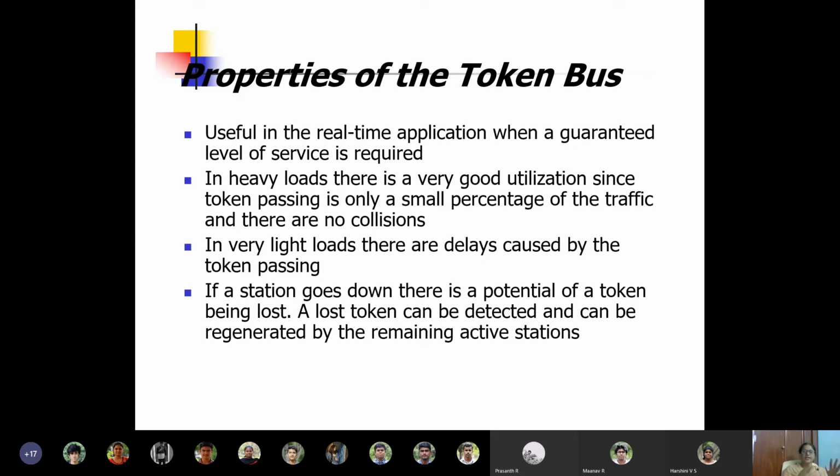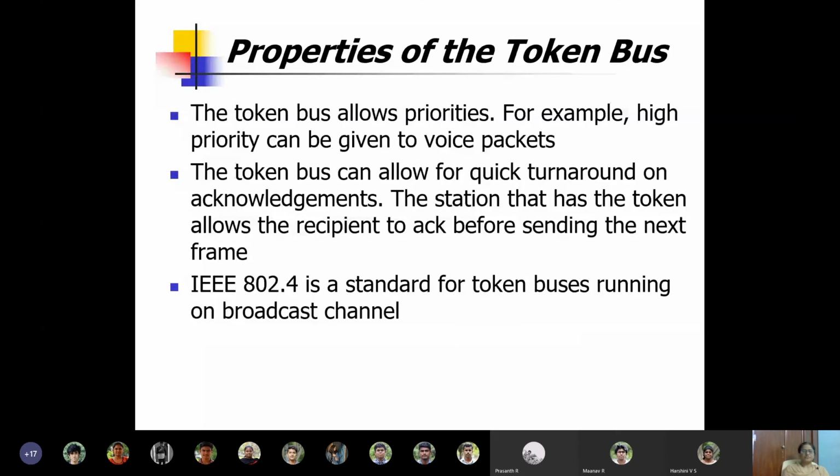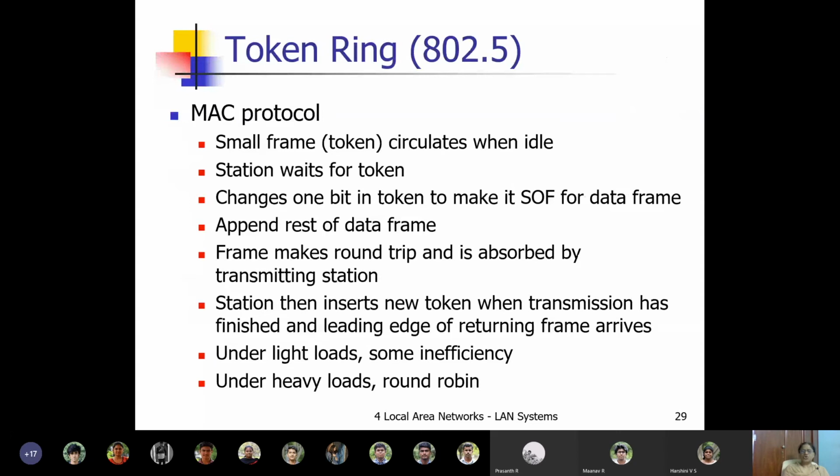I repeat, in case of token bus, the station whichever possesses the token has the right to transmit. This works well when the load is high, that means when more stations have something to transmit. Under light load, the station has to wait for a long time, even though the other stations have nothing to transmit. So next is token ring.